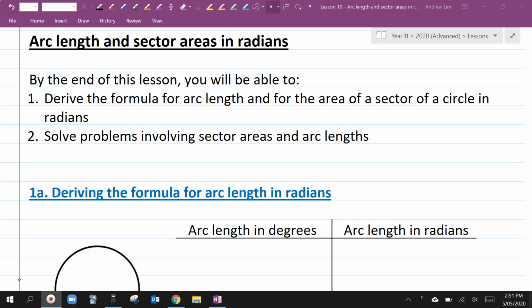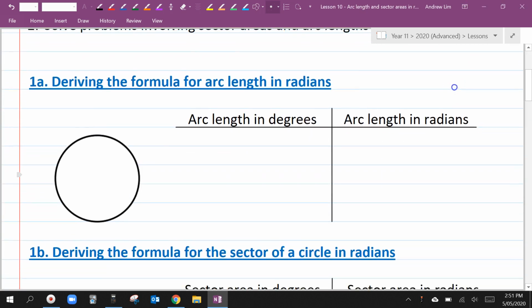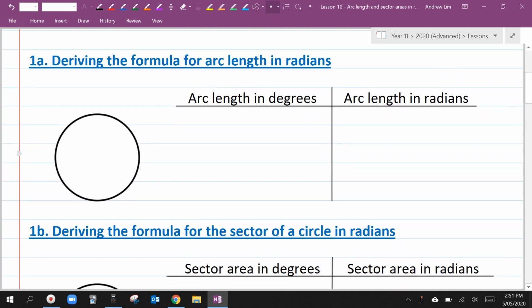In this video we are going to be looking at arc length and sector areas in radians. By the end of this lesson you'll be able to derive the formula for arc length and for the area of a sector of a circle in radians, and solve problems involving sector areas and arc lengths. So let's have a look at the first thing, deriving the formula for arc length in radians.